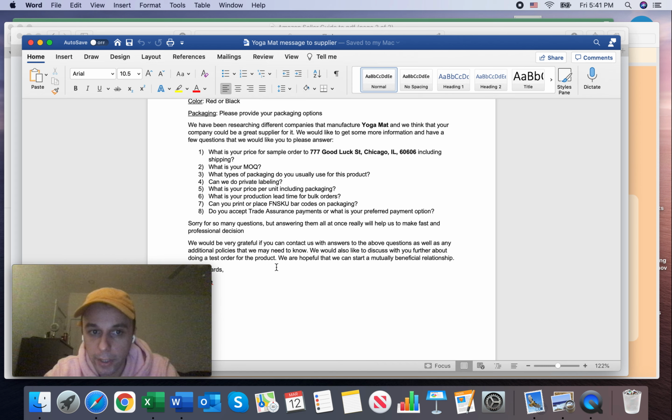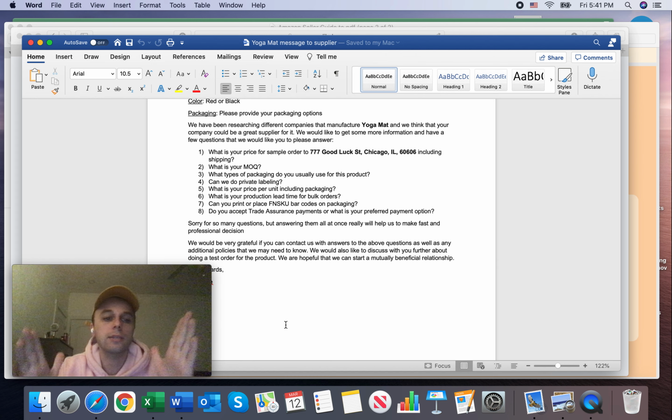This is crucial information. You would need to use the price per unit to calculate your profit margins, of course, and to know how much money you need to plan on to spend on your inventory. Question number 6, I would ask what is the production lead time for the bulk orders. Basically, how long it takes them to manufacture product. Some suppliers have product in stock. Some suppliers need 7 days, 10 days, 15 days, 20 days, 25 days. You would need to know it so you can plan accordingly.